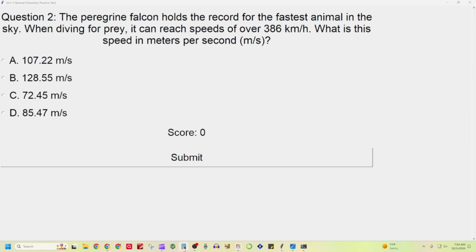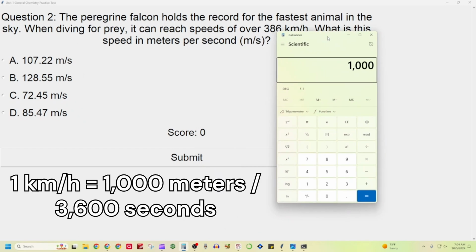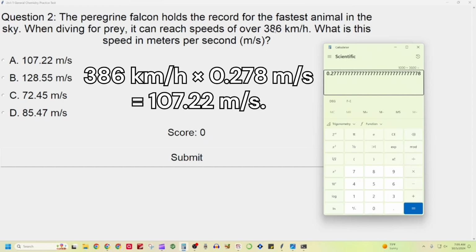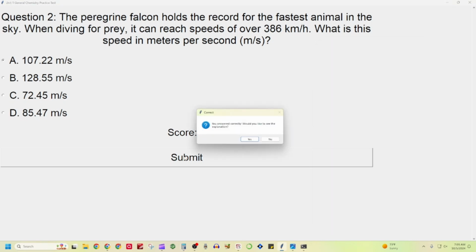So we use the factor 1,000 for the meters divided by 3,600. And that will bring us 1 kilometer per hour equals 0.27 repeating meters per second. We want to multiply that by the 386 because that will change these units to meters per second. We got 107.22. So A. Submit. Would you like to see the explanation? Sure, we can go over the explanation.